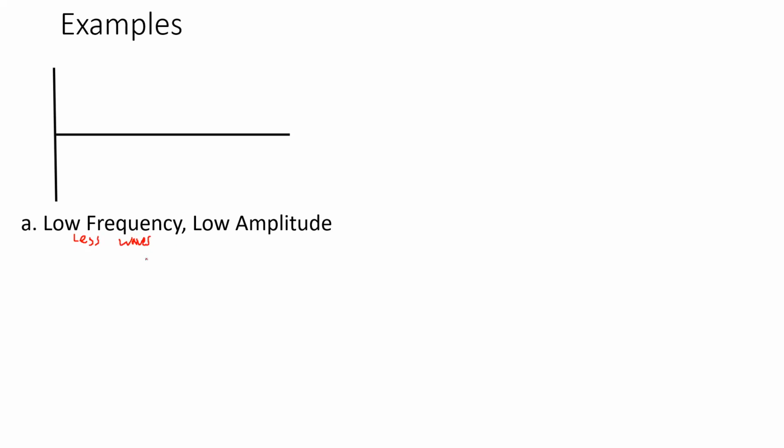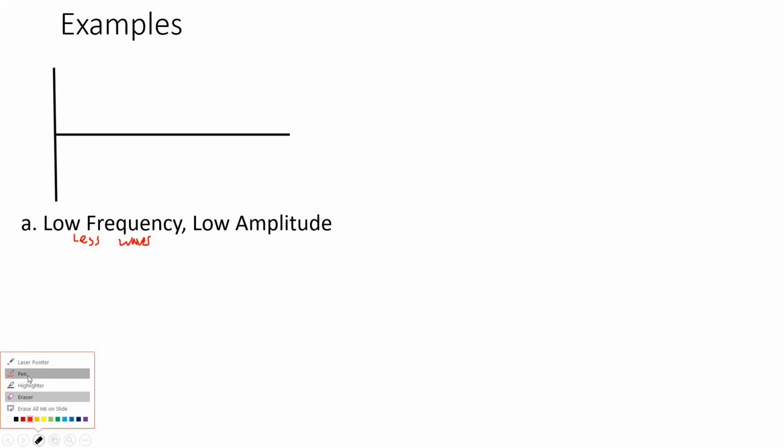So less waves, and low amplitude means that the waves are not very strong, which means that they are not far from the origin. So a wave that came up to here would be quite strong, and a wave that was only up to here would be a little bit less so.